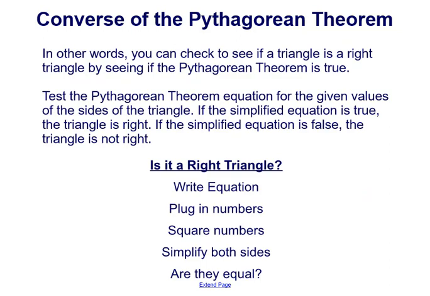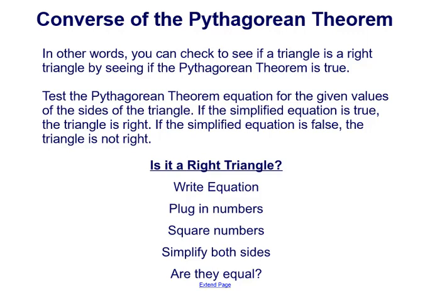So in other words, you can check to see if a triangle is a right triangle by seeing if the Pythagorean theorem is true. So to test the Pythagorean theorem equation for the given values of the sides of the triangle, you would see if the simplified equation is true, then that means the triangle is right. If the simplified equation is false, the triangle is not right.